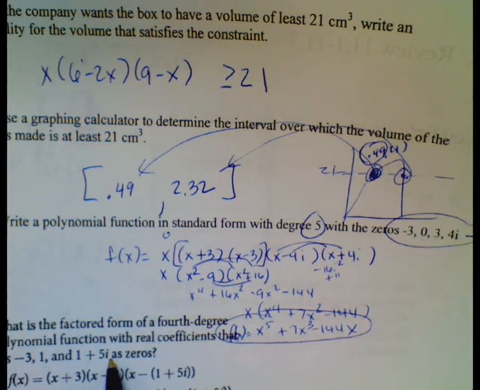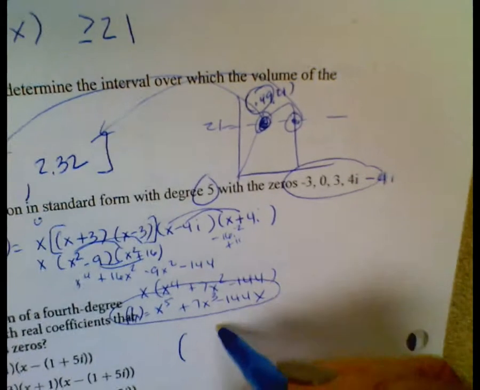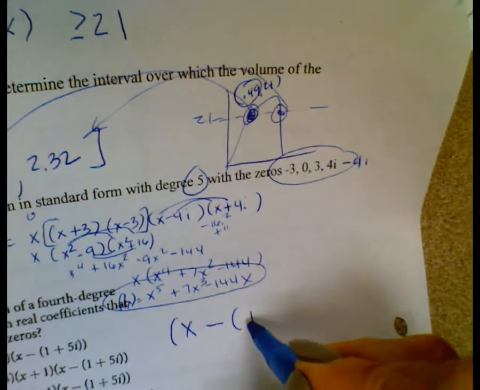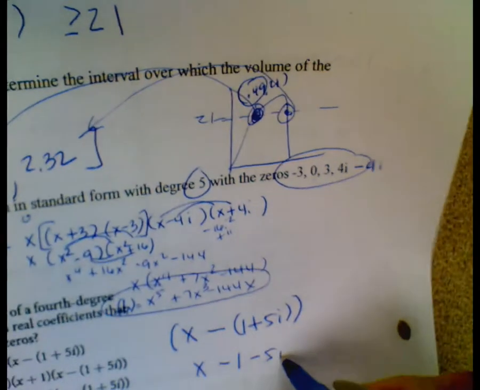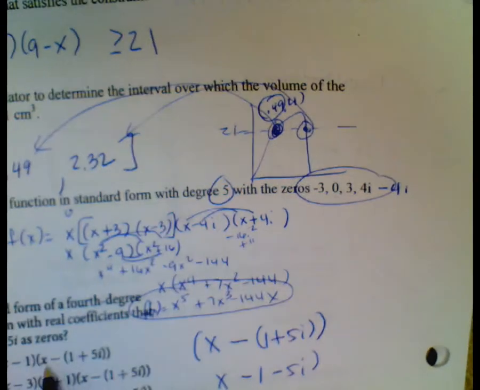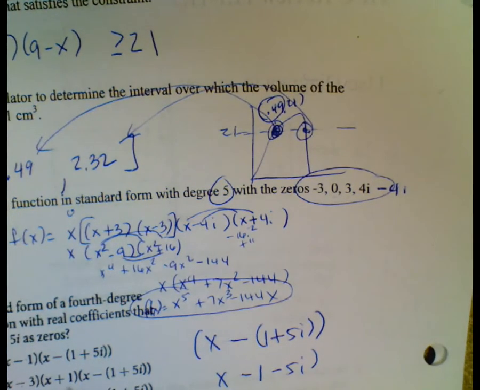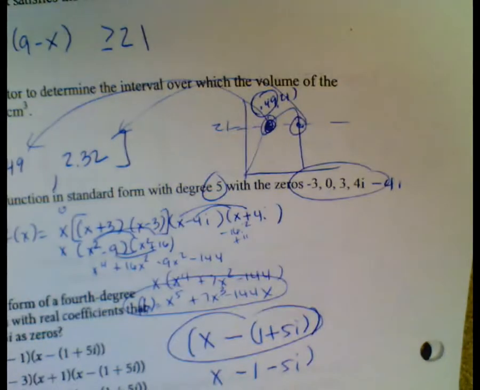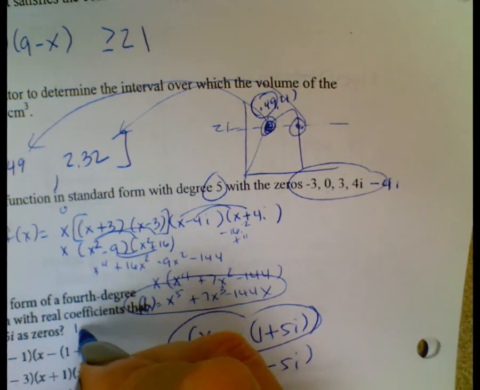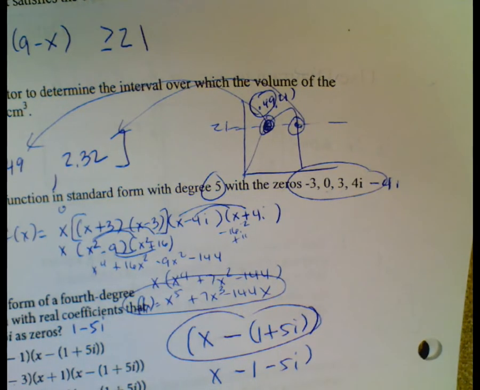And then 1 plus 5i. So if 1 plus 5i is a root, it would look like this: x minus (1 plus 5i), which is x minus 1 minus 5i. They have it written like this. This one has too many things here. So remember, if 1 plus 5i is a root, so is 1 minus 5i. So it looks like you have x minus 1 plus 5i and x minus 1 minus 5i. So it's D.